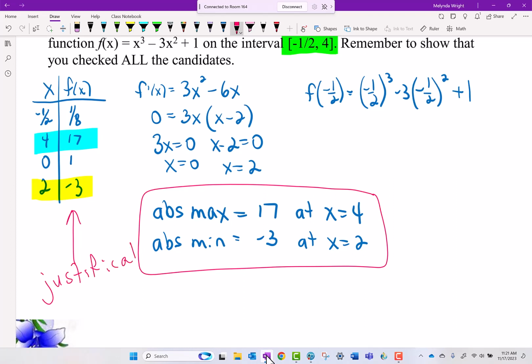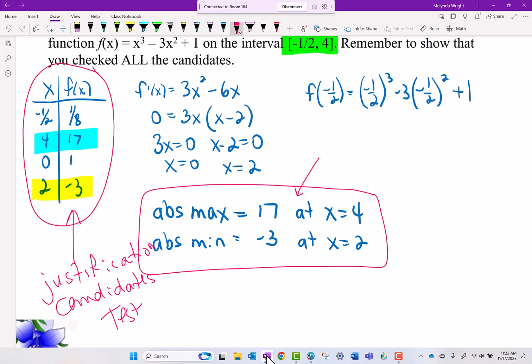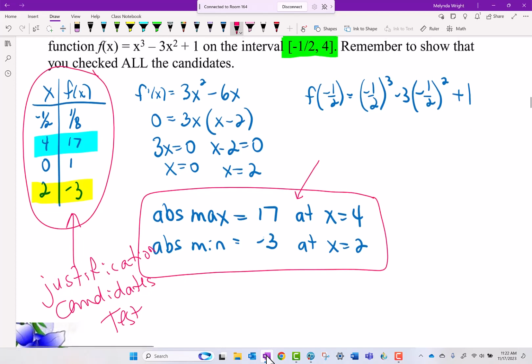This is a justification. This is candidates test. And you don't have to say candidates test if you don't want to. It's not required. You just have to show it. So this is all justified with this table of values. And you actually get points for finding the candidates. So it's really important that you actually find all the candidates. Okay? All right, so that's our very first candidates test. How are we doing?